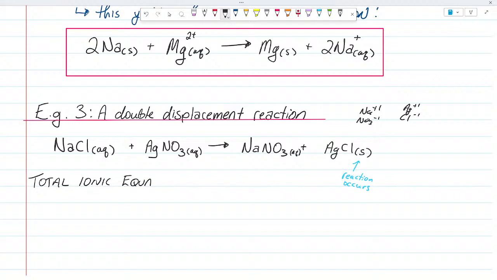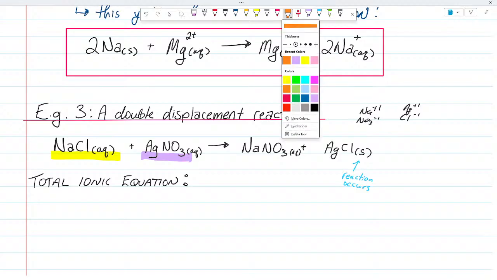Okay, so we're going to write a total ionic equation for this, and I'd like you to do so. Total ionic equation. Let's make sure we identify everything that's going to dissociate. Sodium chloride is going to dissociate, right? Silver nitrate is going to dissociate, right? And sodium nitrate is going to dissociate.